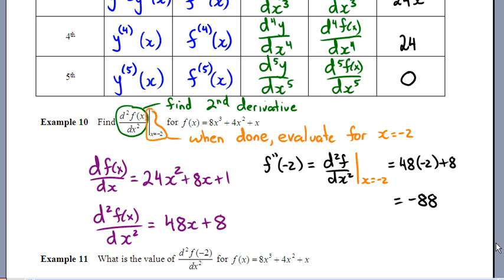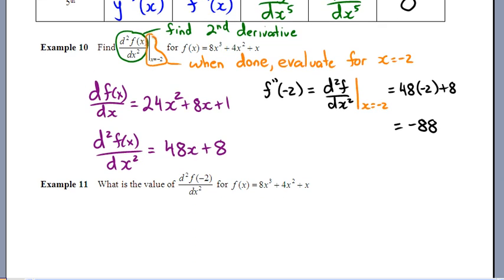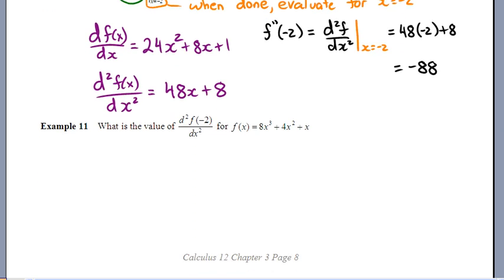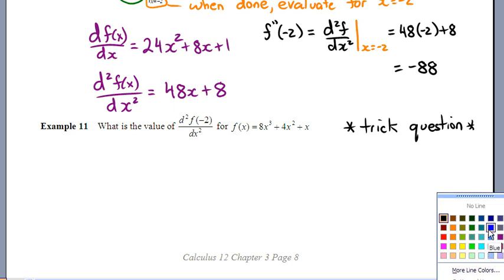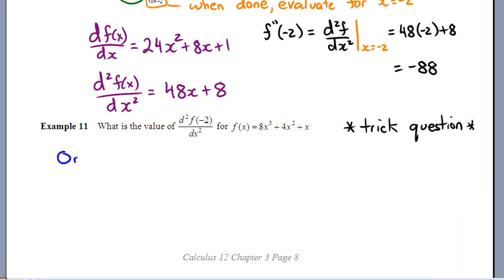Now, example 11, the one we're going to finish with. This one here, I'm going to make a guess that somebody's kind of mixed up their notation a little bit. If they didn't, then I would definitely say that this is a trick question. It might not be asking what you think it is. This is actually not saying to go find the second derivative and then put -2 in. It's kind of an order of operations issue.